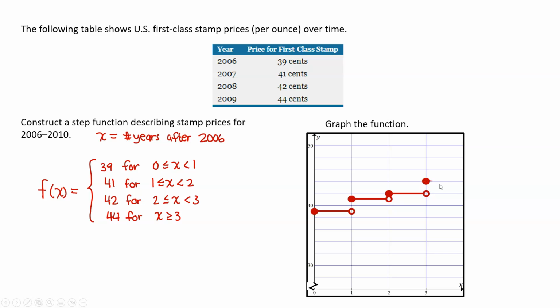And this one's going to end with an arrow because even though you only have up to 2009, you're told to take this up to 2010 at least. It can keep going from there because you don't have any information that says otherwise.